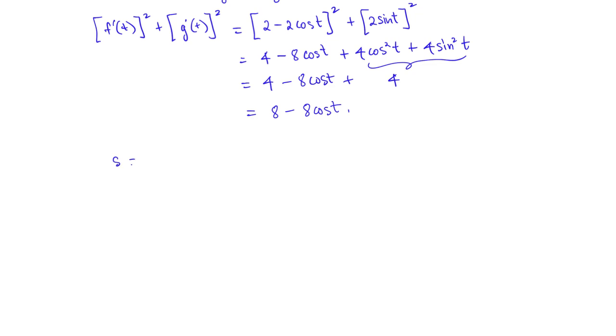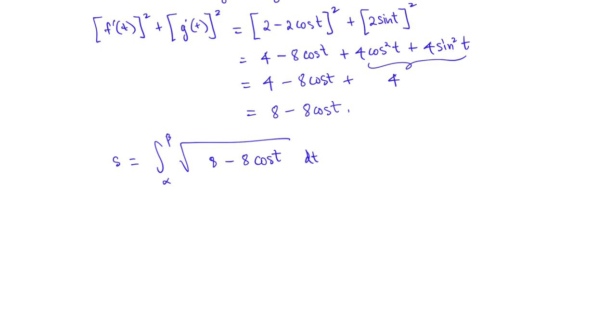The arc length is the integral from alpha to beta of the square root of f prime of t squared plus g prime of t squared, which we simplified to 8 minus 8 cosine of t. We should always evaluate and simplify the argument of the square root before we plug it into the formula, just so that we can save time.